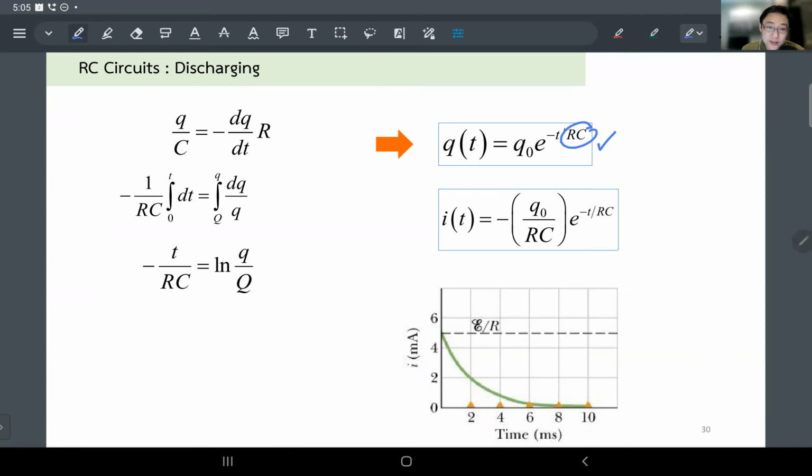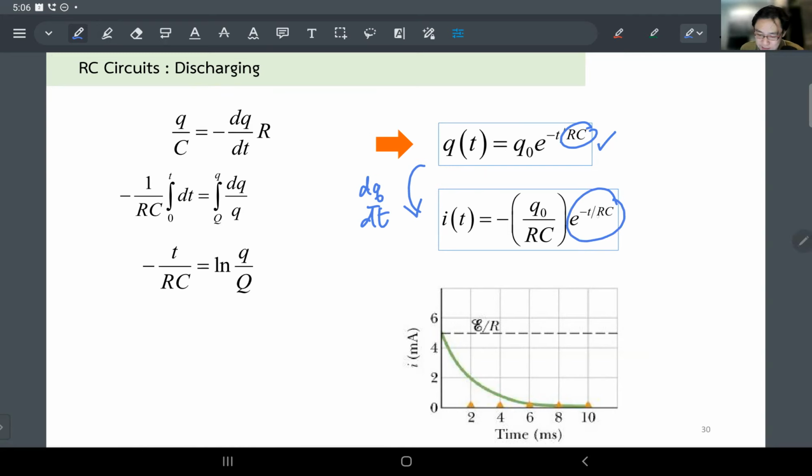Same thing with the current. You just differentiate this one once. To get to this, you do dq by dt. But once again, see, now you understand why the derivative of an exponential stays exponential. Because you can also guess that the current will die away with the same factor. This is going to be exponential decay as well.